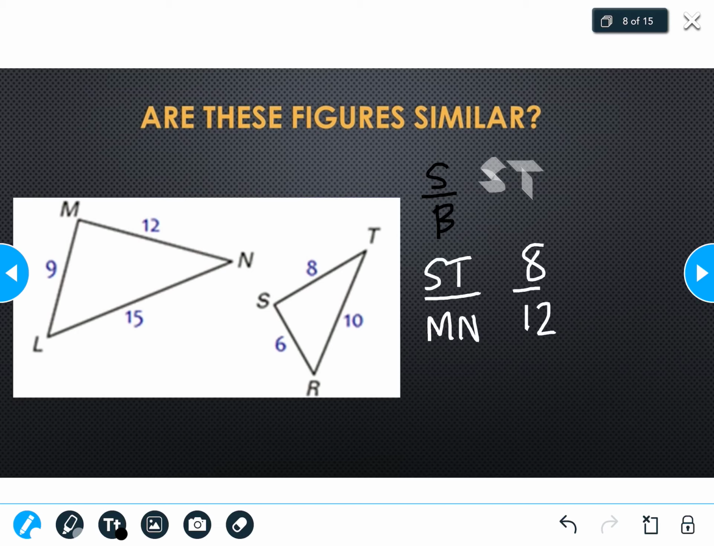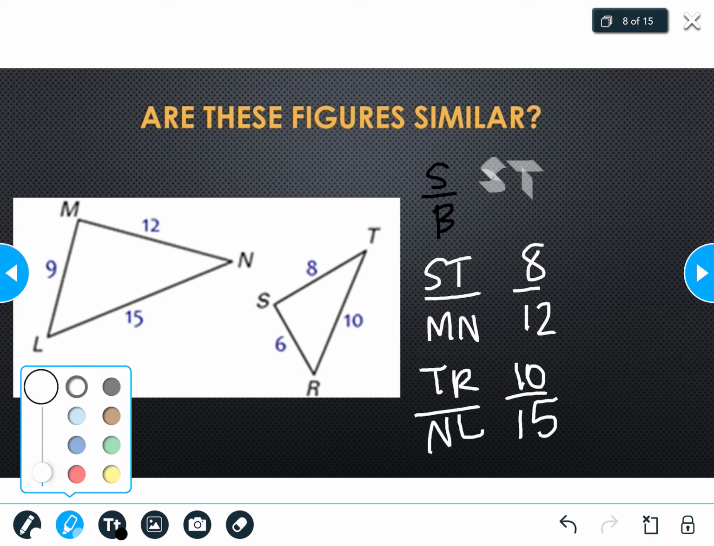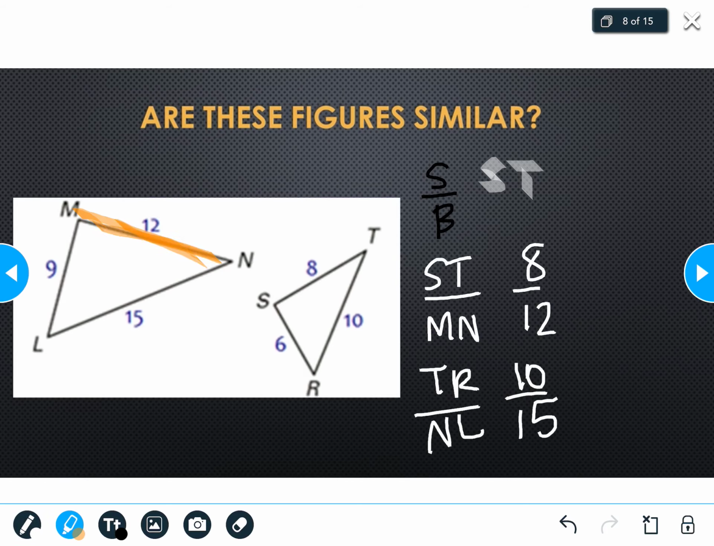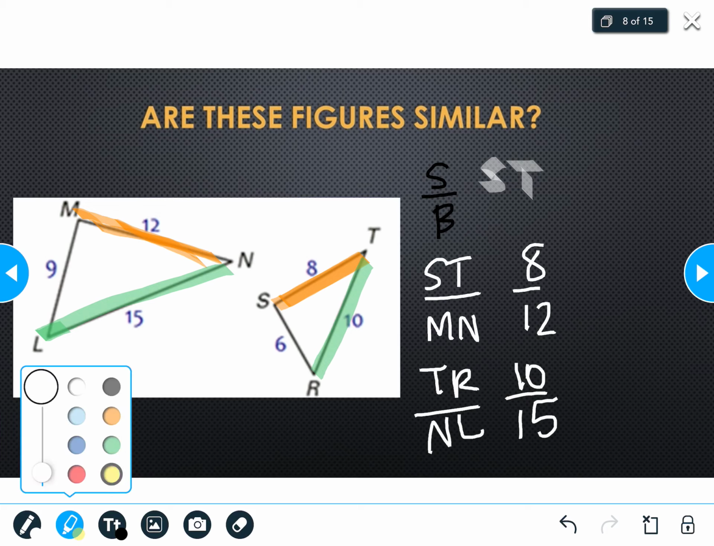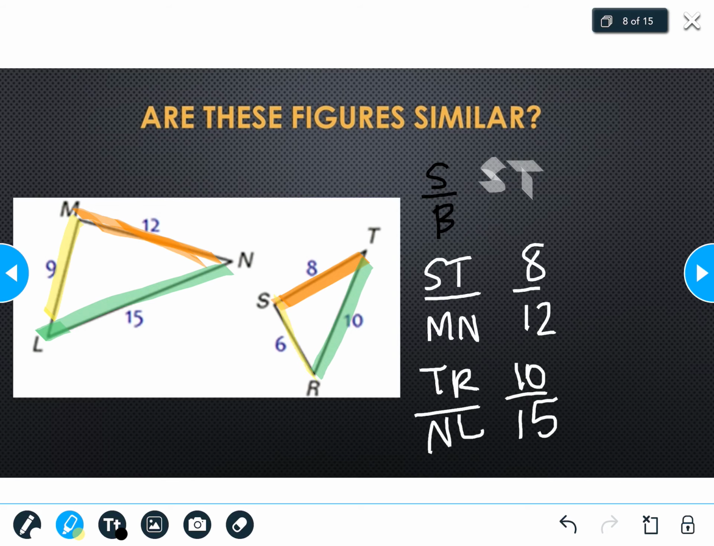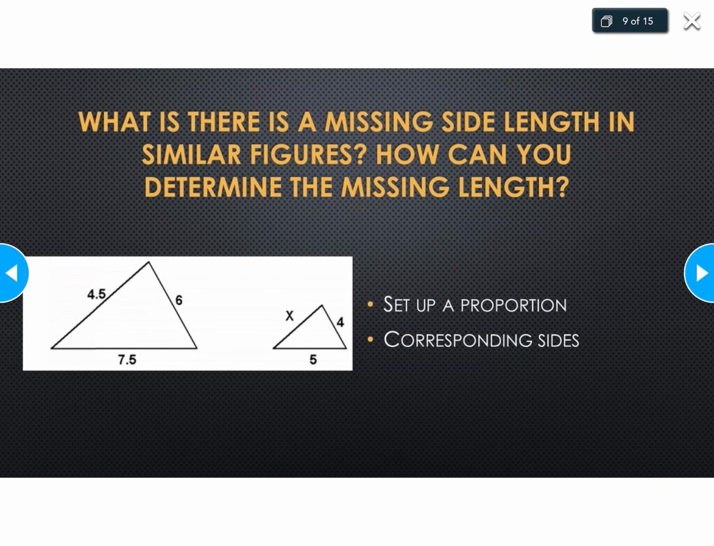Okay, and I want you to do it for the rest of them. So like which side corresponds with TR? NL, that's 10/15. And I want you to reduce your fractions. You can use a calculator here, or you can just reduce it by what number goes into both of them, okay? You even can use this. So side MN corresponds with ST. Side NL corresponds with TR, okay? And I want you to reduce the fractions to see if all the sides are similar.